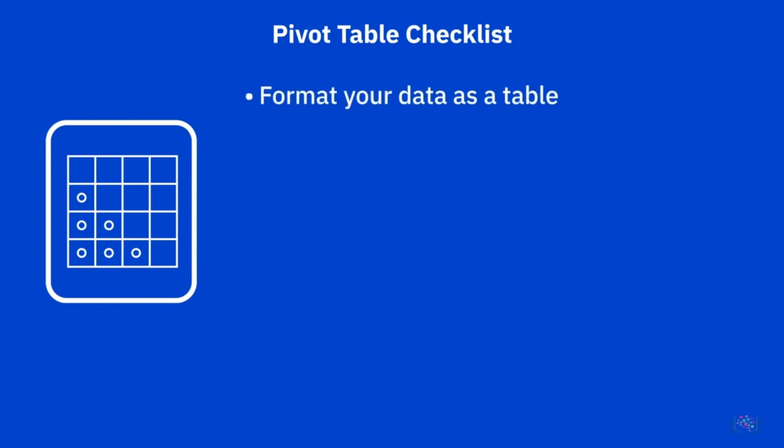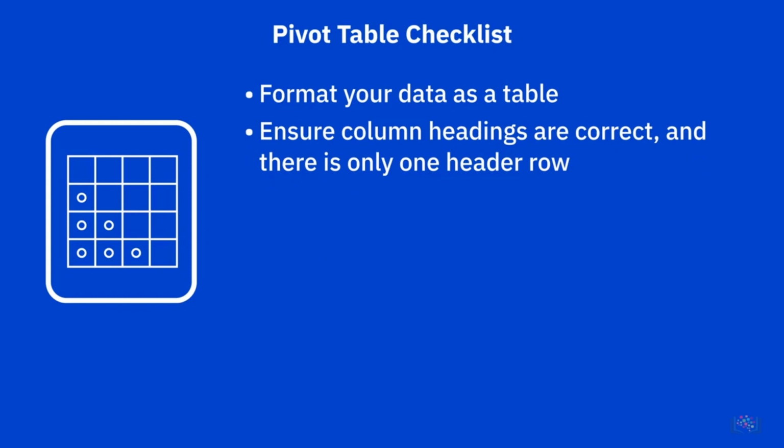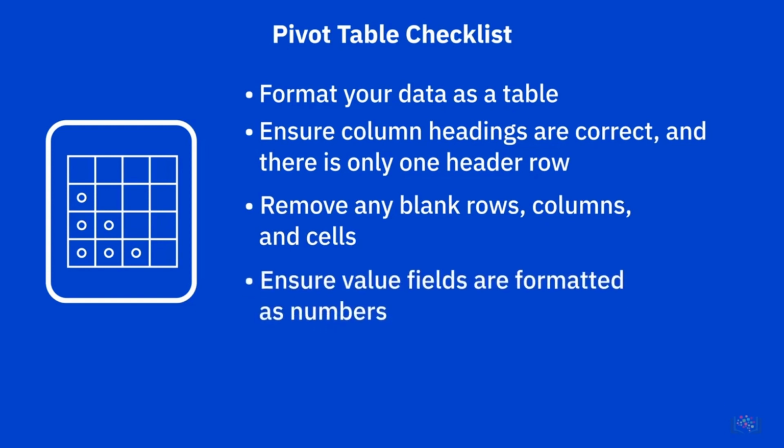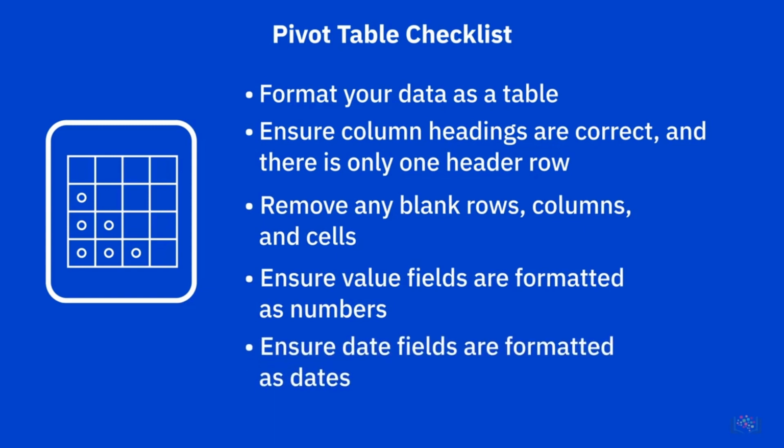And these are: format your data as a table for best results. Ensure column headings are correct, and there is only one header row, as these column headings become the field names in a pivot table. Remove any blank rows and columns, and try to eliminate blank cells also. Ensure value fields are formatted as numbers and not text. Ensure date fields are formatted as dates and not text.